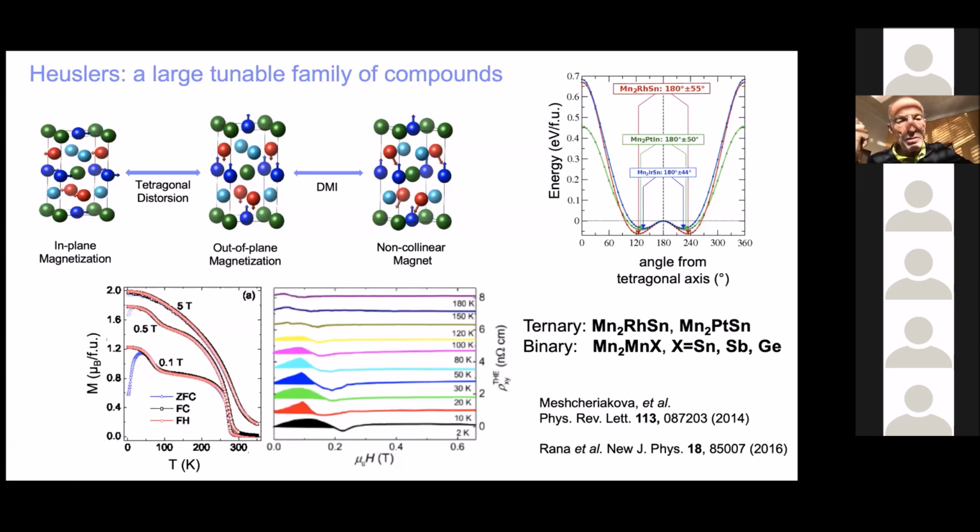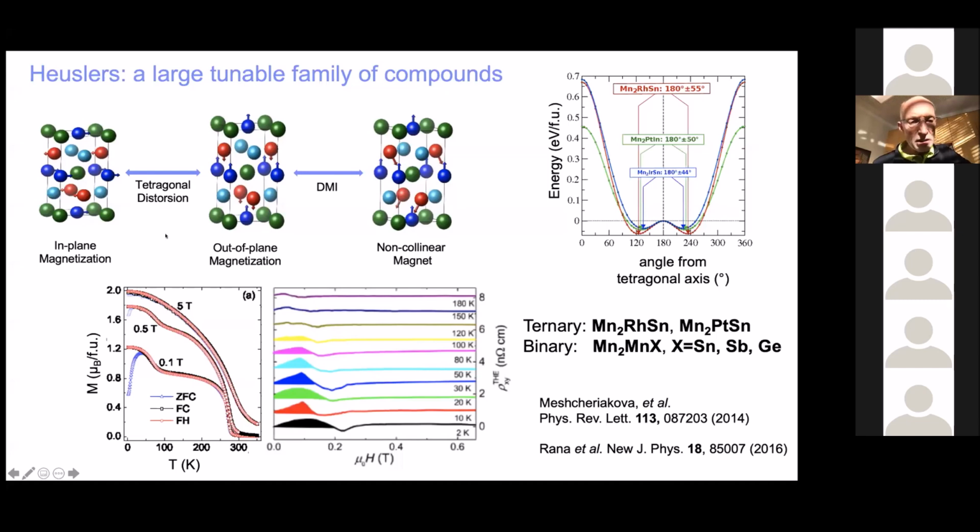And they had found several years earlier, with Jürgen Kübler, who calculated, or they had some measurements that suggested, that in these systems, manganese 2 platinum tin, for example, manganese 2 rhodium tin, the structure at low temperatures, they thought, was no longer collinear. So the basic Heusler compound is a cubic system of four interpenetrating lattices, but when you introduce magnetism, this gives rise to a tetragonal distortion, and there's a strong unidirectional anisotropy.